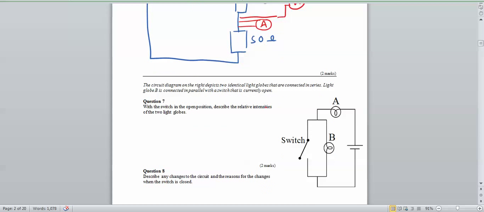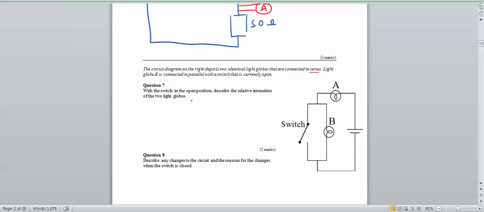Have a look at this one. The circuit diagram on the right has 2 identical globes that are connected in series. Currently the switch is open. With the switch in the open position, describe the relative intensities of the 2 light globes. So electricity is going to flow through here, here. They're both in series, they're both the same. They'll both have the same intensity, because they both have the same resistance, so they'll both have the same voltage drop.